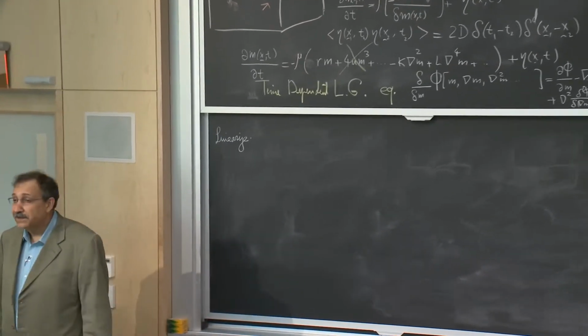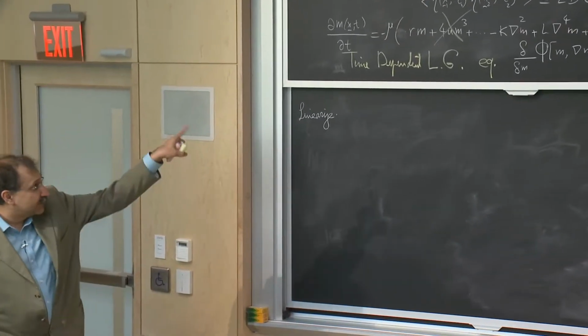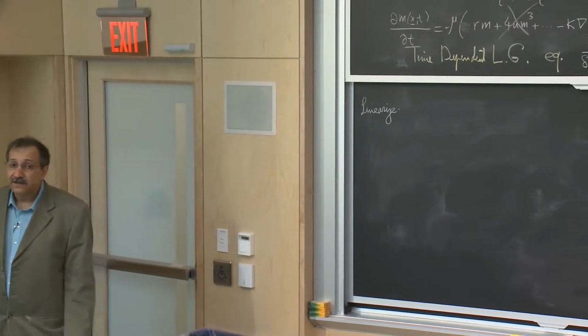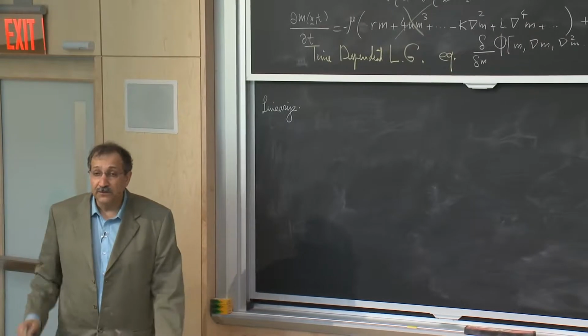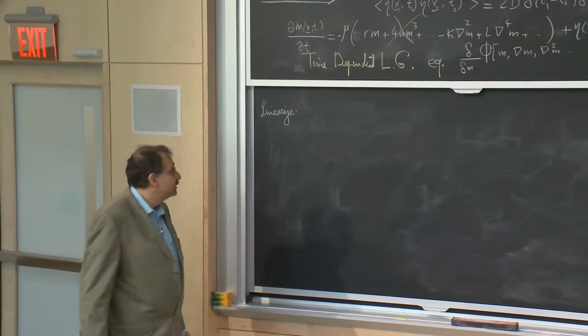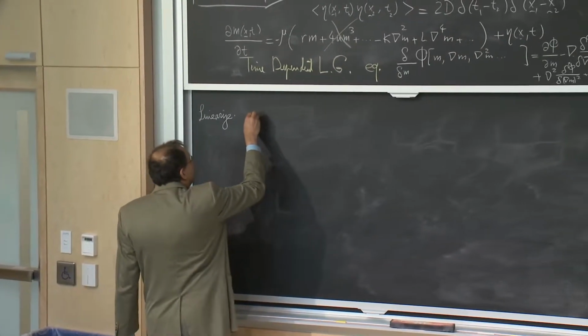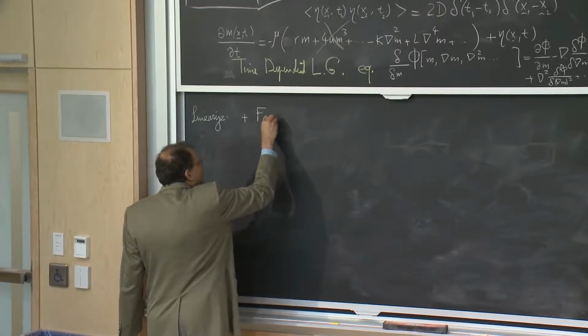So we linearize this equation, which I've already done. I cross out the m cubed term and any other nonlinear term, so I only keep the linear term. And then I do a Fourier transform.